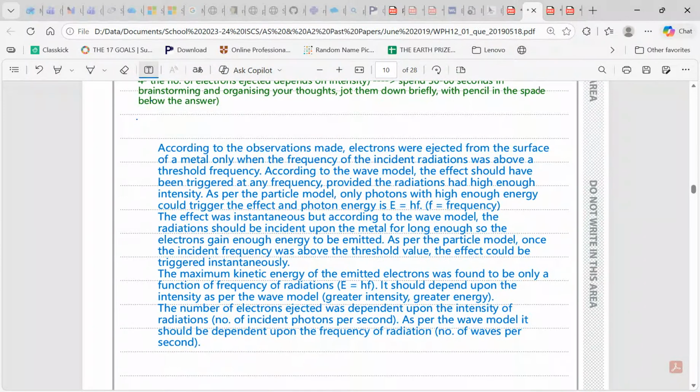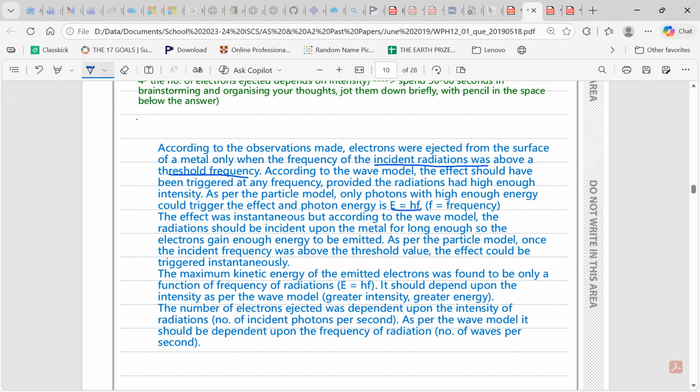According to the observations made, electrons were ejected from the surface of a metal only when the frequency of the incident radiations was above a threshold frequency. According to the wave model, the effect should have been triggered at any frequency provided the radiations had high enough intensity. As per the particle model, only photons with high enough energy could trigger the effect, and photon energy is given as E equals hf, where f is the frequency.